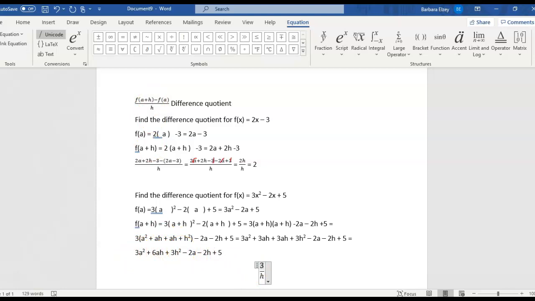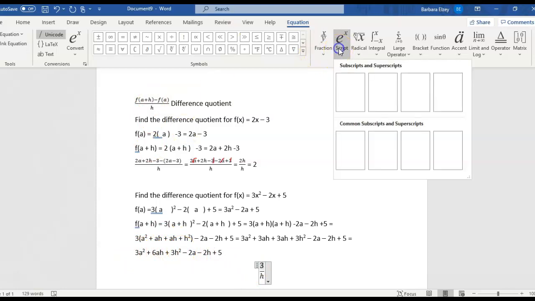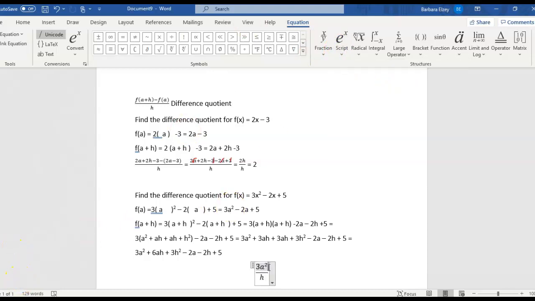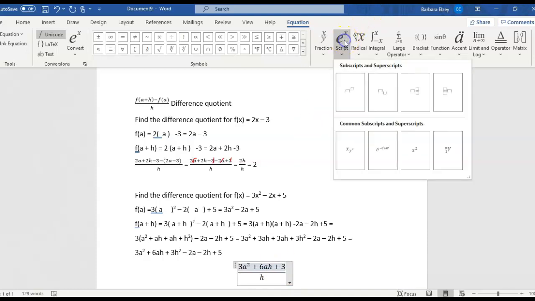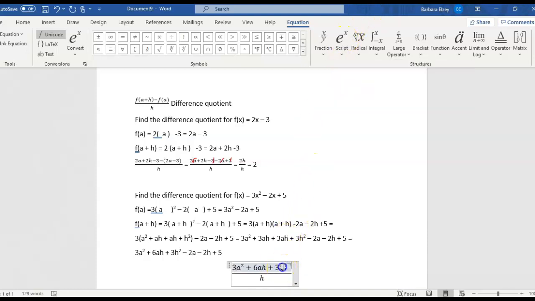So 3a squared plus 6ah plus 3h squared minus 2a minus 2h plus 5. All right, so that's my f of a plus h.